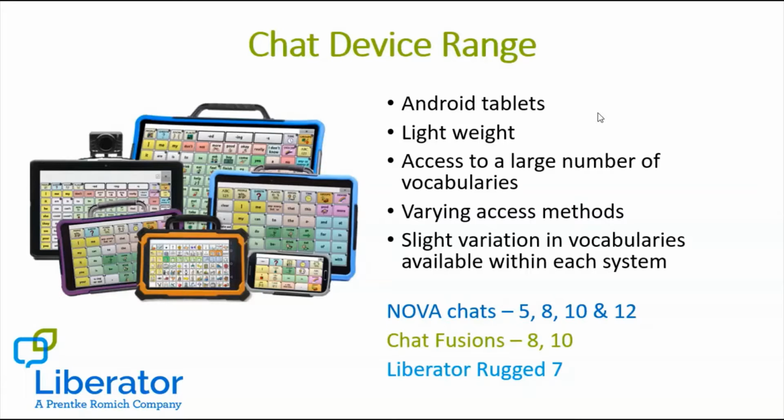They have varying access methods, but not as many access methods compared to the Accents. So we have two devices in our Chat device range, the Chat Fusions, that can do head pointing, but no other of our Chat devices can, whereas the Accents are all able to. We also can do switching with these devices and obviously direct selection, but that's it. And not all devices are able to do the same access method. So we will explore that, but it's just good to know.